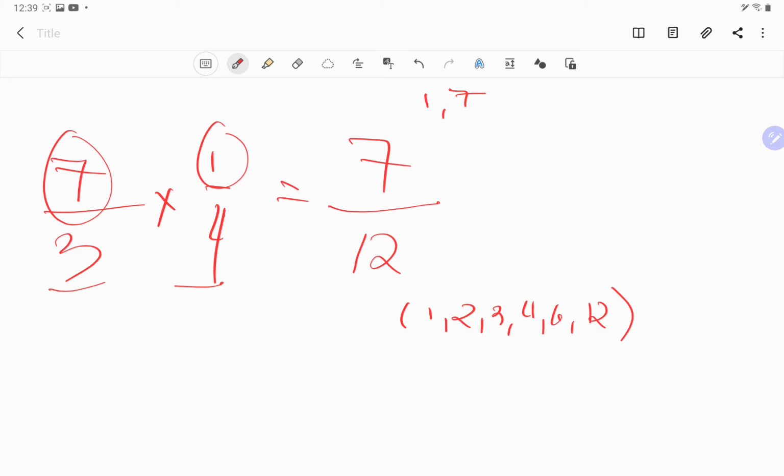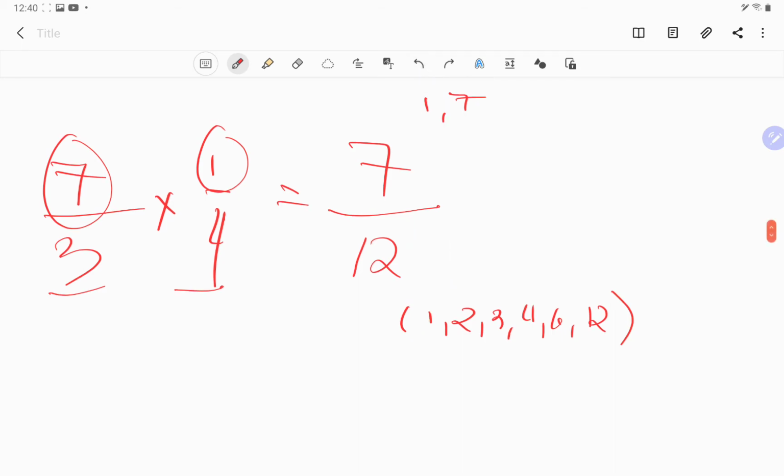Okay. Ngayon, meron bang common factor dito aside from 1? Meron bang common factor aside from 1? So, nothing di ba? Walang common factor between 7 and 12 aside from 1. So, ibig sabihin, lowest term na si 7/12. Hindi mo na siya pwedeng i-reduce kasi nasa lowest term na siya. Okay.